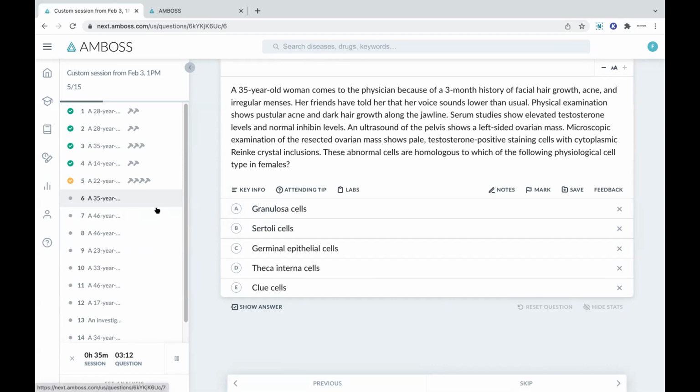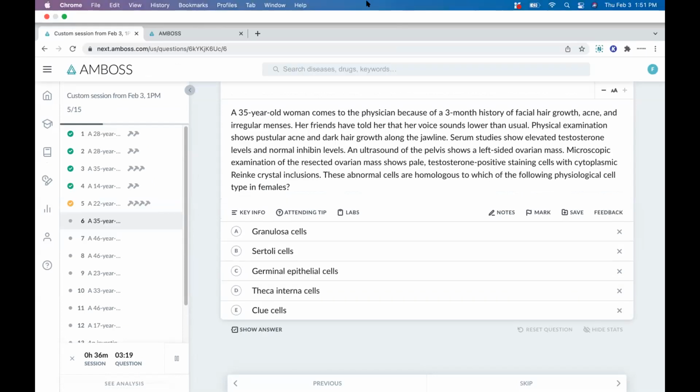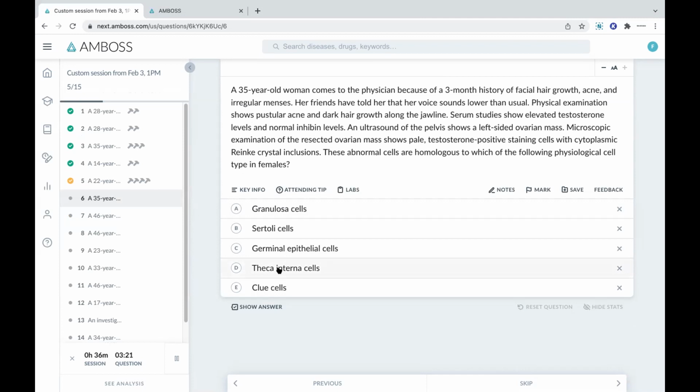Granulosa cells, Theca cells, Sertoli cells. Which one? Which one of these is the correct answer? We do not have a lot of time. Thank you so much. The correct answer for this one is Theca internal cells.